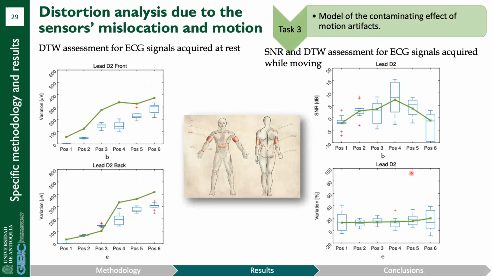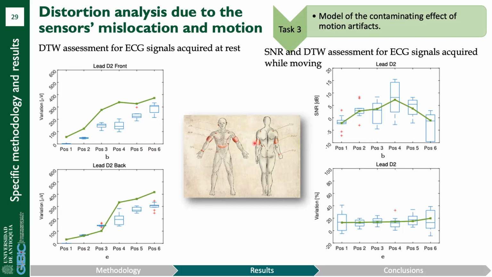Also, we compare the similarity between the signal acquired in the reference position and in each of the modified positions. We found that in the case of the signal acquired at rest, when we go far from the reference position, we acquire a very different signal from the reference signal. Then it informs us that it's not possible to move the position of the signal without introducing distortion into the signal.